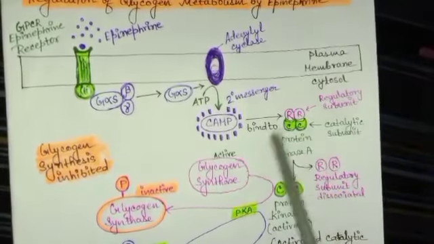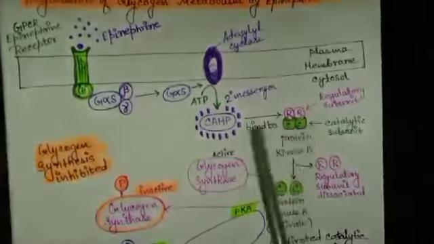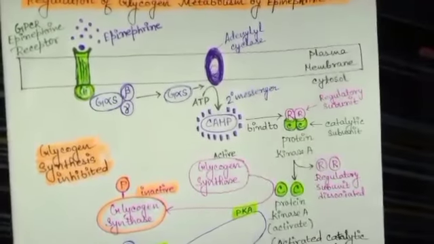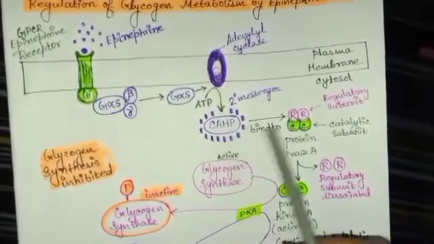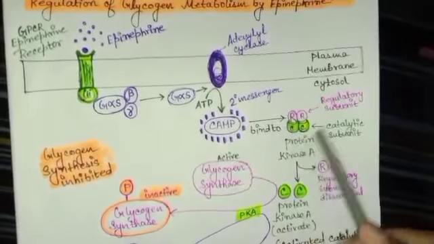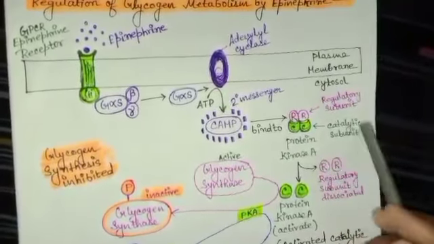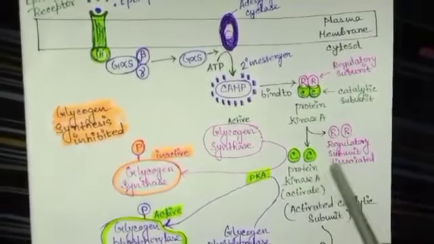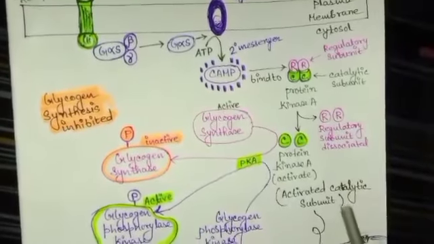The catalytic domains are generally masked or covered by the regulatory subunits, which prevent the kinase activity of protein kinase A in the absence of cAMP. But when cAMP binds to protein kinase A, the regulatory subunits are dissociated, and then the catalytic subunits are activated. So here you can see that protein kinase A is activated and the regulatory subunits are dissociated.